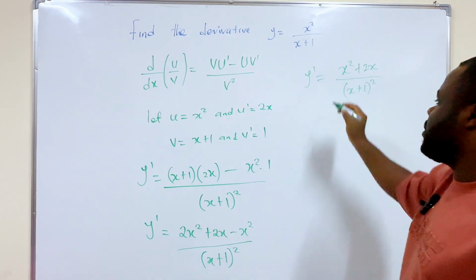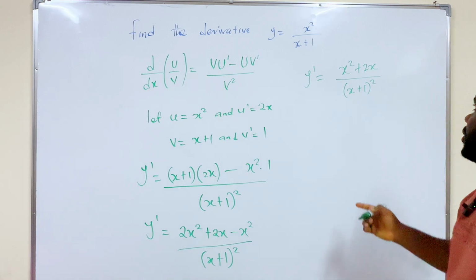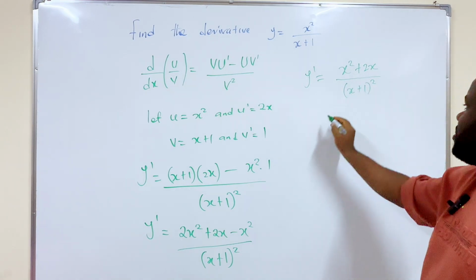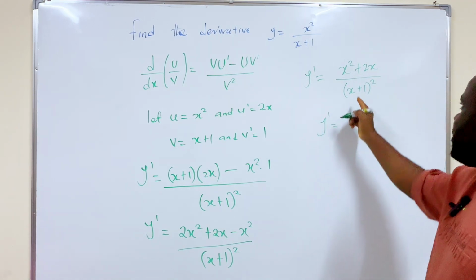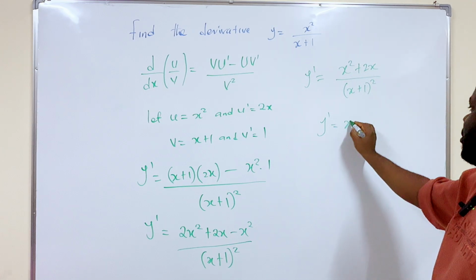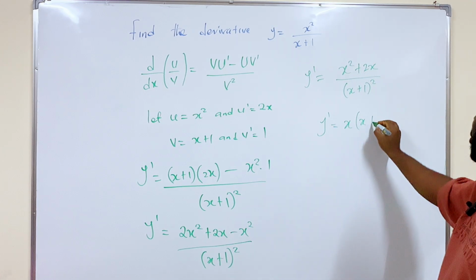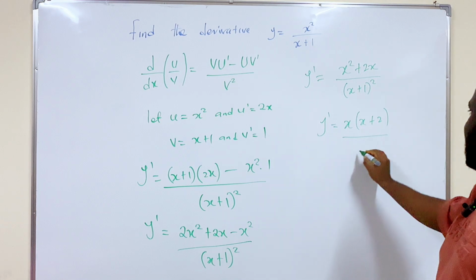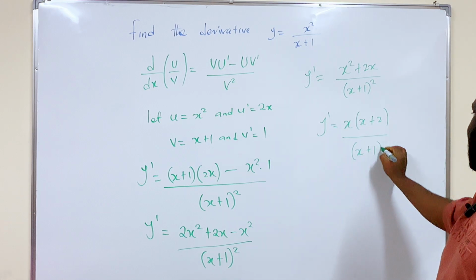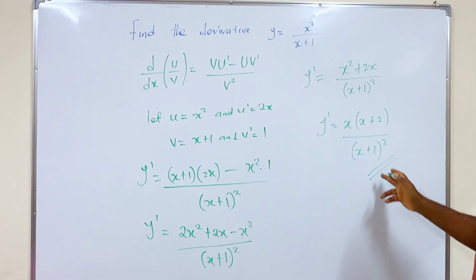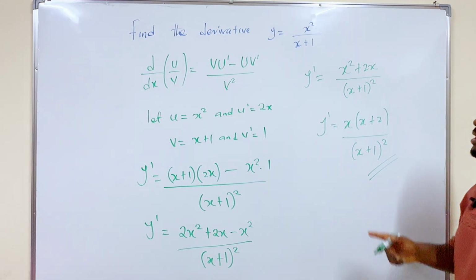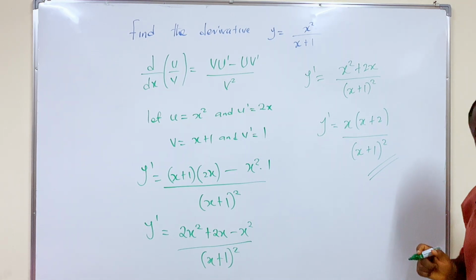Remember, this is y prime, which is the derivative. The next thing, we can simplify this further by factoring out the common factor x, so y prime is x times x plus 2 over x plus 1 squared. And that is how to find the derivative of that rational function.